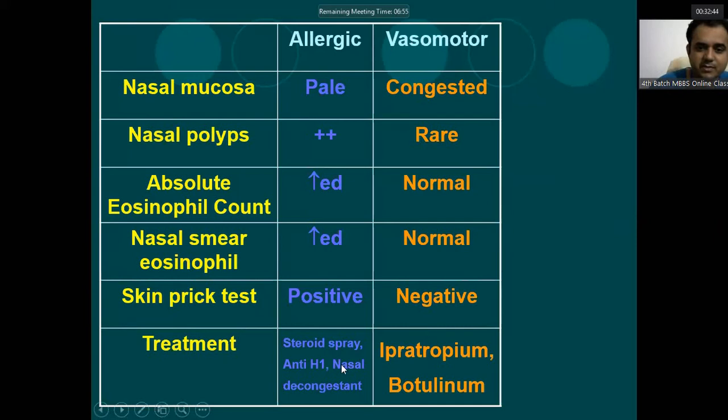and the treatment is mostly by steroids, antihistamines, and nasal decongestants, right? And here the treatment is mostly by ipratropium and botulinum.